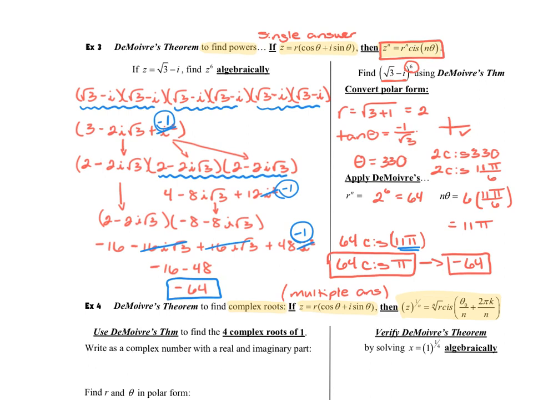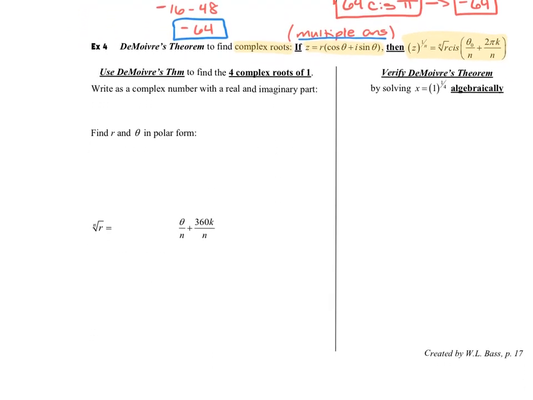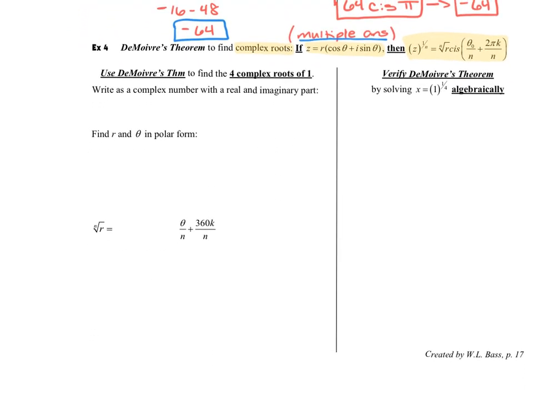Now, that's 7 minutes on just raising something to a power, and now we're going to go the other direction and do roots. Remember, roots will always have multiple answers. If you give me a single answer when I ask you to find complex roots, there's no way your answer is complete. Now, DeMoivre's theorem on the roots also requires that our number be in its polar form.